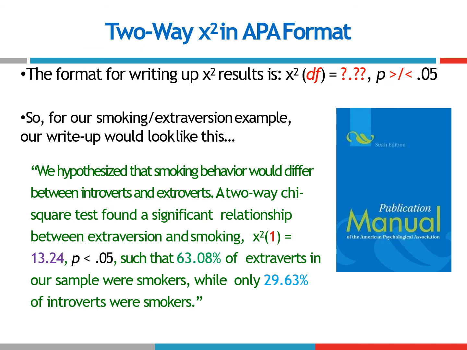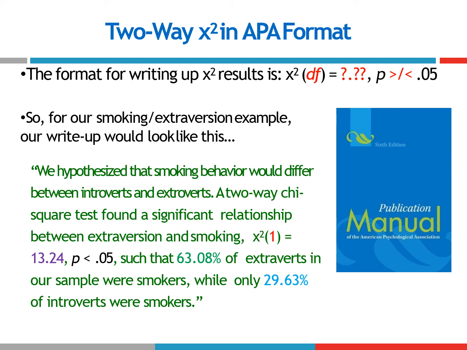Okay, so how would we write this up in APA format? Well, first, we're going to indicate our hypothesis, right? So we hypothesize that smoking behavior would differ between introverts and extroverts. And then we would talk about the particular type of test that we conducted. So we did a two-way chi-square test, and we found a significant relationship between extroversion and smoking.